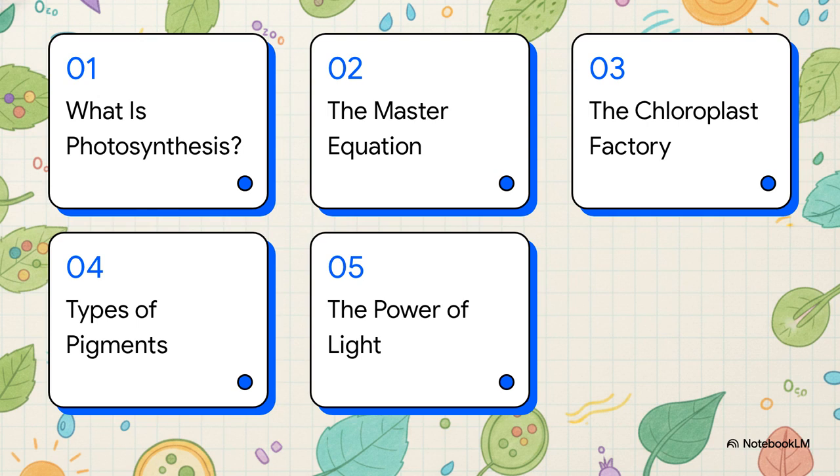All right, let's just jump right in. Here's our roadmap for today. First, what is photosynthesis? Second, the master equation. Third, the chloroplast factory. Fourth, types of pigments. And finally, the power of light.